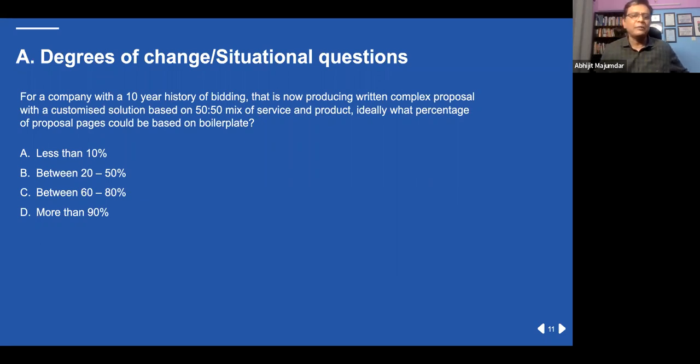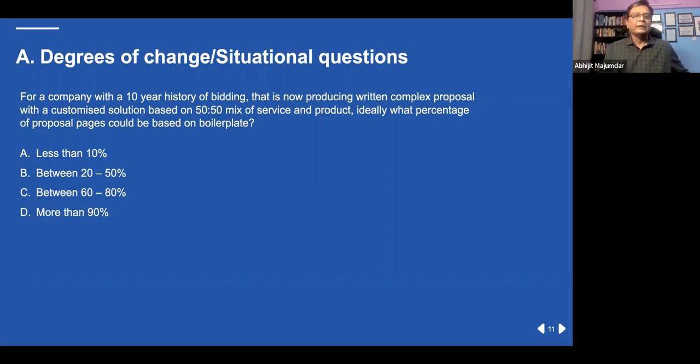Okay, so it should be ideally 20 to 15%. It cannot be between 60 to 80%, because you cannot go beyond that. As per the APMP perspective, it cannot be more than 90%, because you have to contextualize the service, and it cannot be less than 10%, because obviously you are using a product, and there has to be content related to the product, which is boilerplate content, because the product specifications will not change from customer to customer. So here the correct answer is between 20 to 50%.